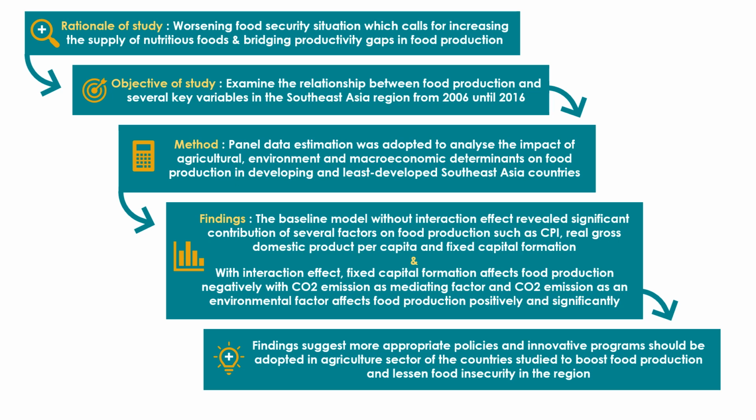Based on the findings obtained, the baseline model without interaction effect revealed significant contribution of several factors on food production such as CPI, real gross domestic product per capita, and fixed capital formation. With interaction effect, fixed capital formation affects food production negatively with CO2 emission as mediating factor, and CO2 emission as an environmental factor affects food production positively and significantly. Findings therefore suggest more appropriate policies and innovative programs should be adopted in agriculture sector of the country studied to boost food production and lessen food insecurity in the region.